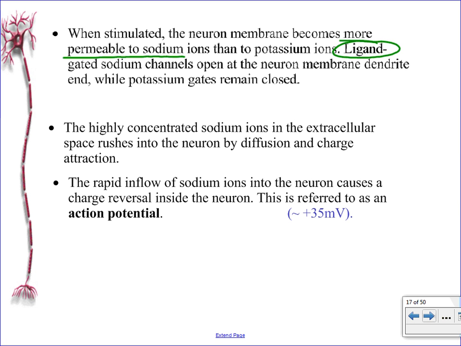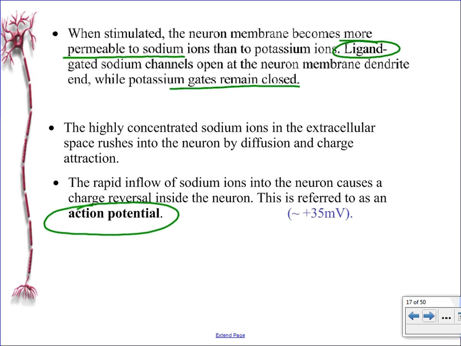They're going to open up, and that's going to allow the sodium to rush in when the potassium channels or gates remain closed. So we see then our highly concentrated sodium on the outside is going to pass through the sodium channels. It's going to move to the inside by diffusion and also by charge attraction. That's going to result in a depolarization. So this rapid inflow of the sodium ions causes a charge reversal, and that charge reversal, when the neuron actually sends a message, is referred to as an action potential.